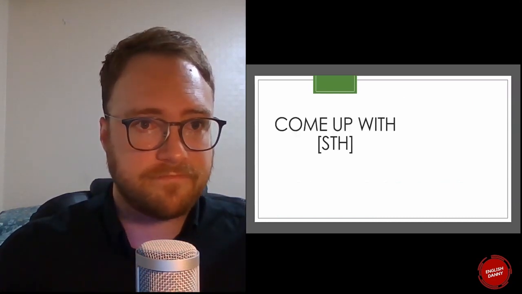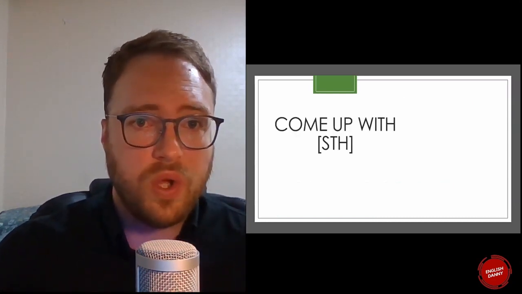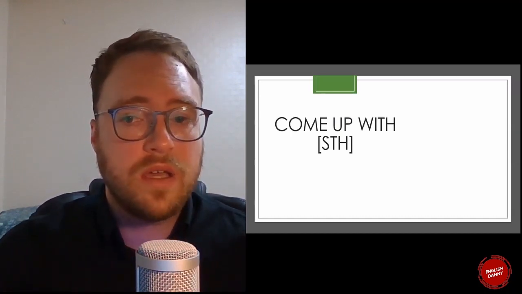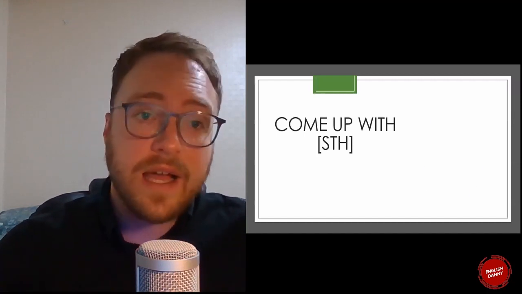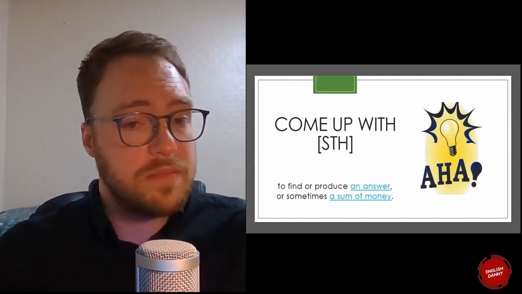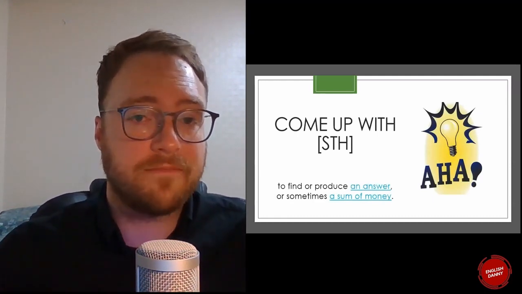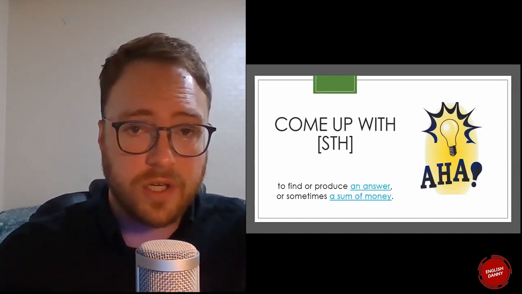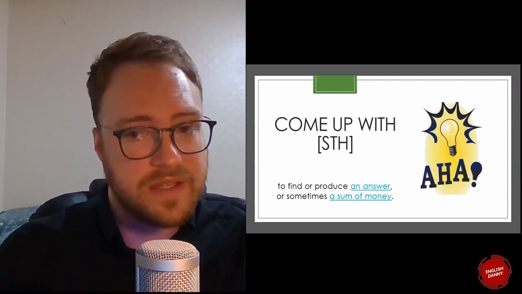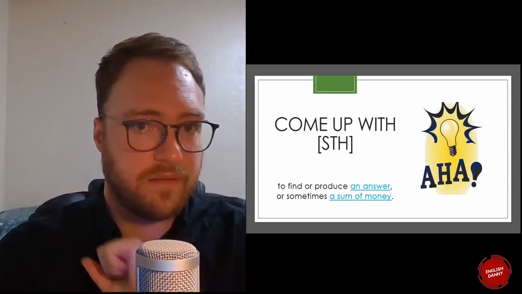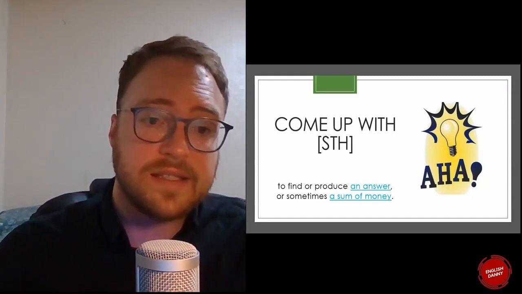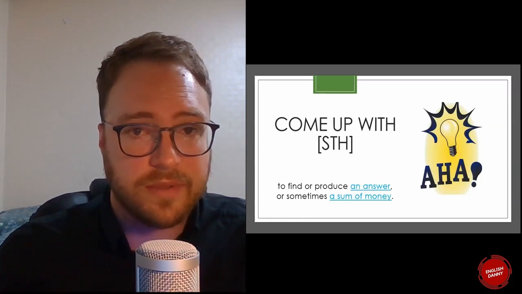Okay. The third phrasal verb we'll learn about today is come up with. It means to find or produce an answer, or sometimes a sum of money. This phrasal verb is always followed by something. So it's come up with something. Usually, or it's always an object because this is a transitive phrasal verb.